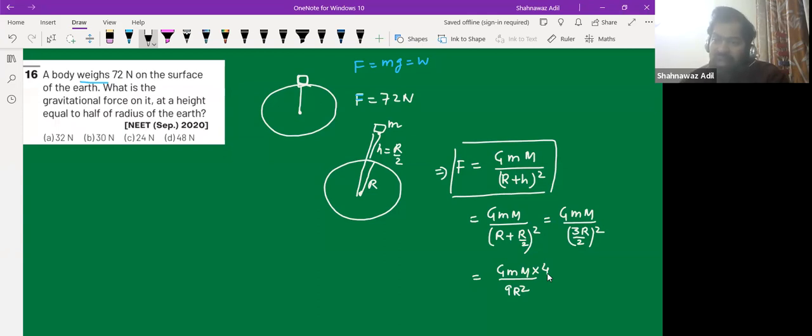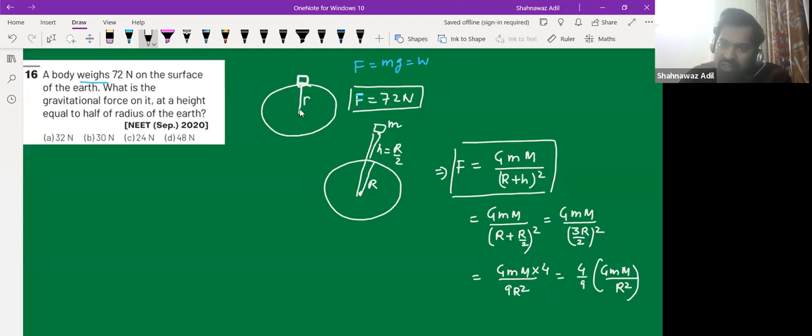And now we have to figure out this value, G M m by R square. So this is 4 by 9 G M m by R square, right? So this value we have to figure out. This thing we know is 4 by 9. So if we come to this part, this information, this is at the surface, which means the force acting between this thing and this thing is how much? So this is G M m divided by R square.